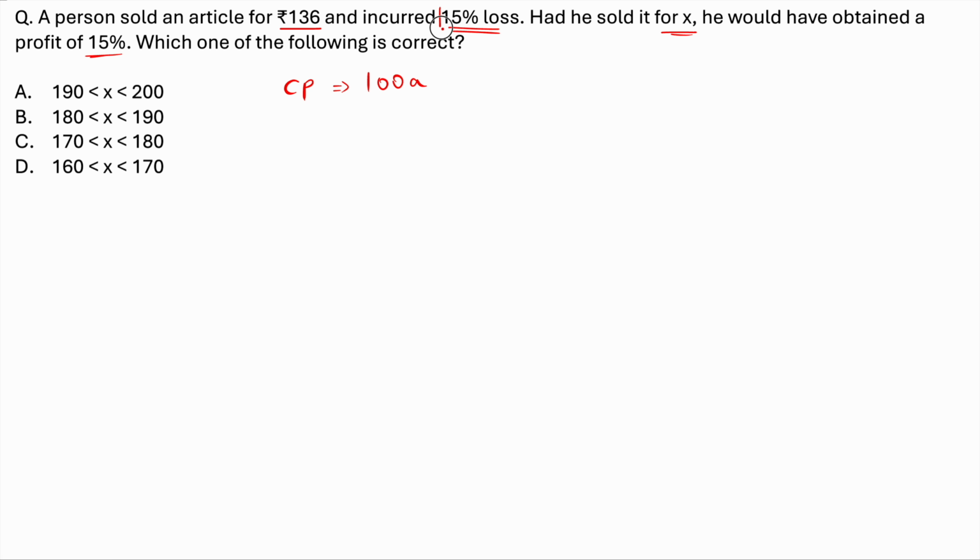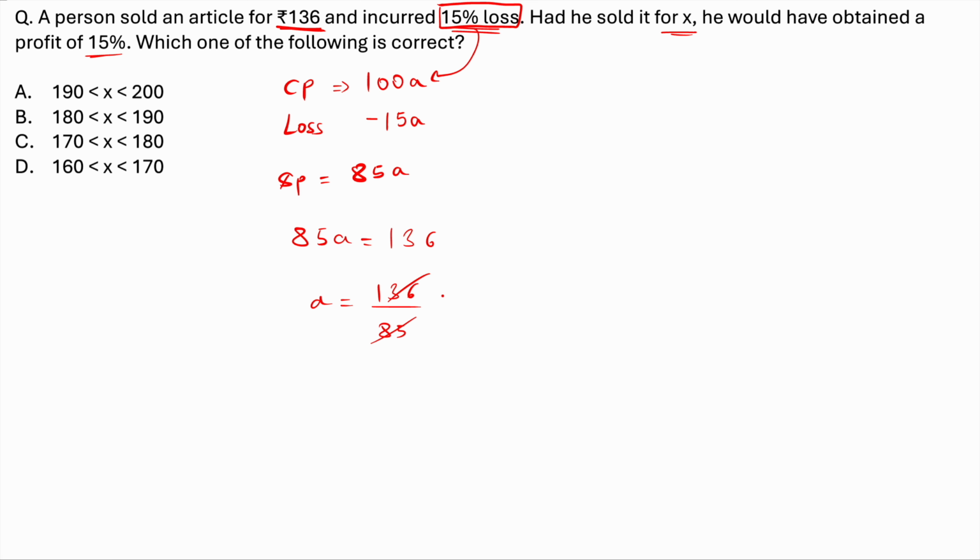There is a 15% loss incurred, right? So 15% of 100A, the loss is 15A. 15% of 100 is 15 only. So 100A ka 15% is 15A. So your loss value is 15A. That means your selling price is 100 minus 15, 85A. Now this selling price is given to you in the question as 136. So 85A is equal to 136, which will give me A as 136 upon 85.